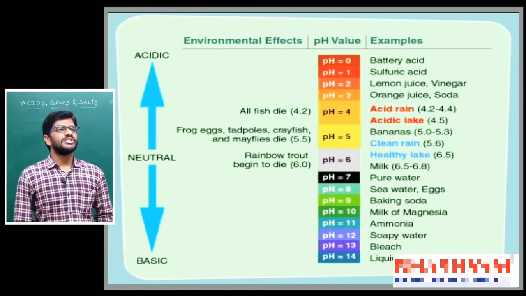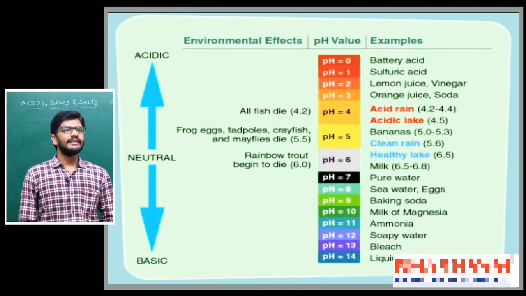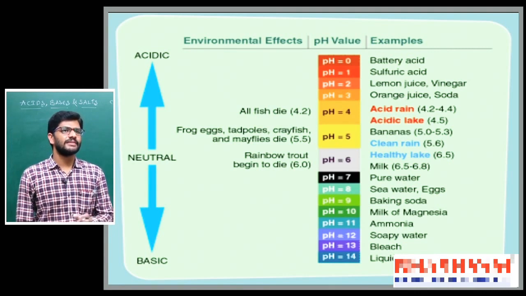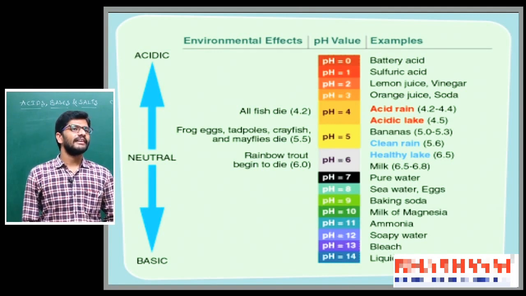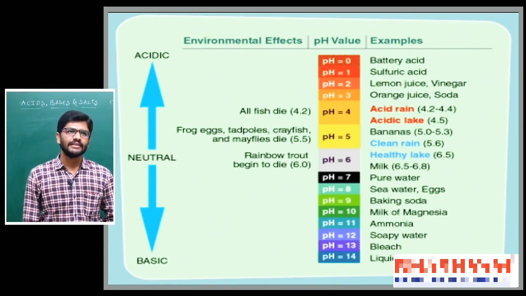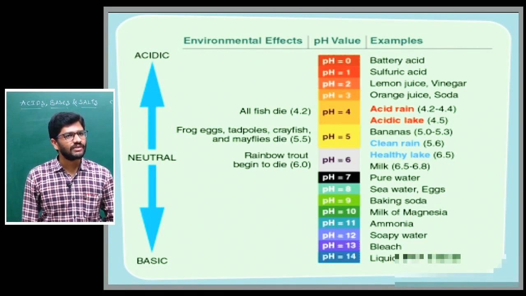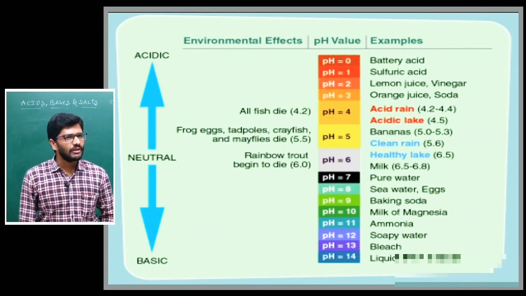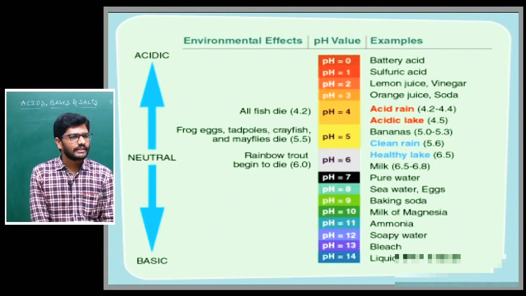At pH equal to 4.2, all fish die, and bananas, clean rain. These are the values in between. pH 5 to 6 is a healthy lake, milk is between 6 and 7, pure water is exactly pH equal to 7, sea water and eggs pH value 8, baking soda pH value 9, milk of magnesia pH equal to 10, ammonia pH value 11, and soapy water pH value 12, bleach pH value 13, liquid drain cleaner pH value 14.